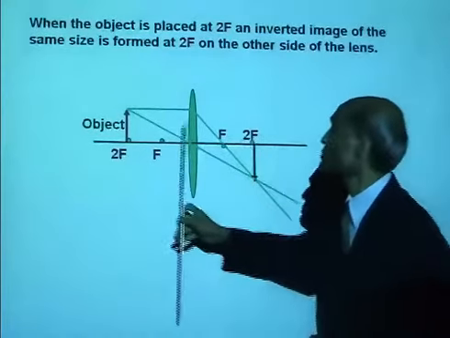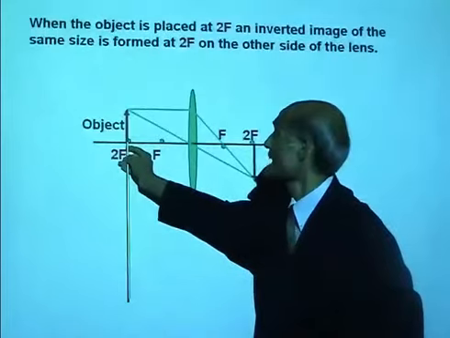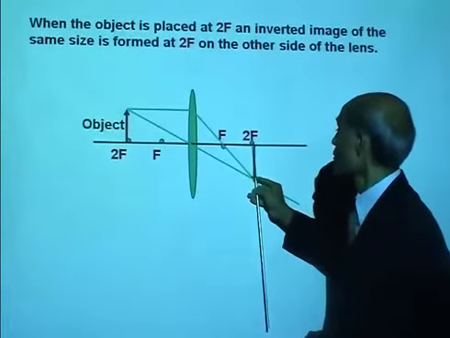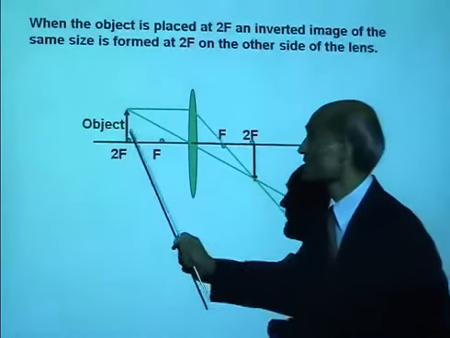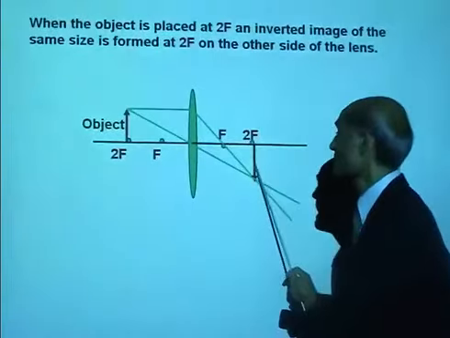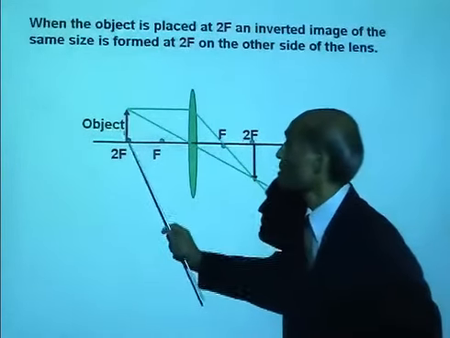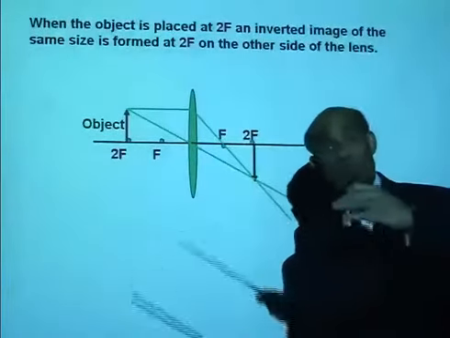Now, what can you say about the relative size? Look at the size of the object. Now, bring it over here. It is exactly the same as the size of the image. The size of the object and the size of the image are exactly the same. The object is erect. The image is upside down.